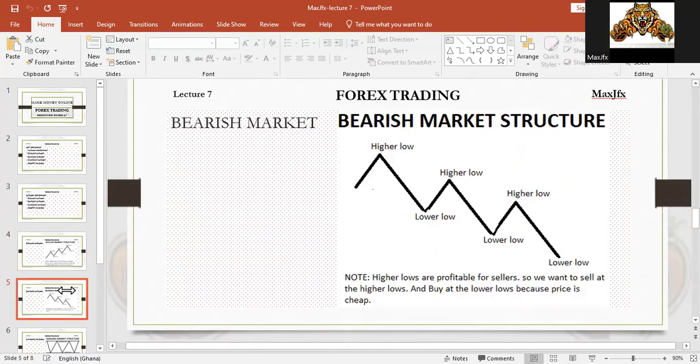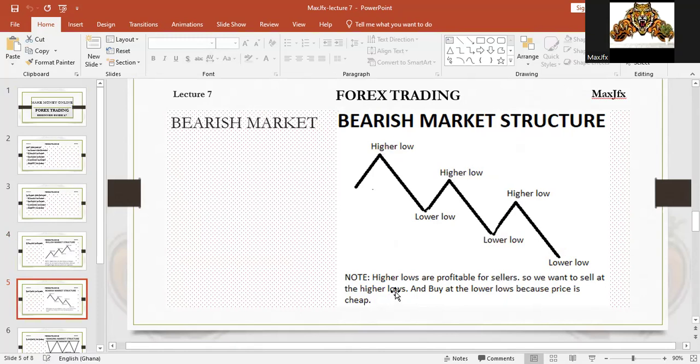So the next one is the bearish market. This is the bearish market structure. Like the bullish market structure, the bearish market structure also makes a series of lower lows and lower highs. So lower lows and lower highs. So lower highs and lower lows.